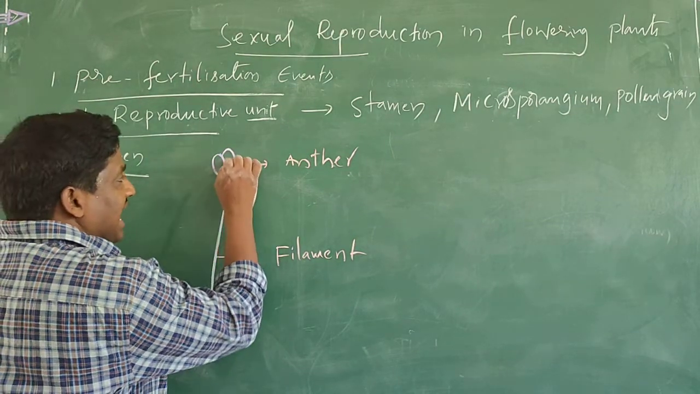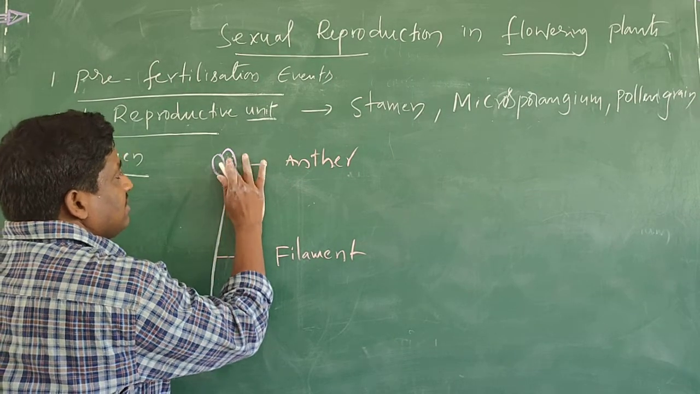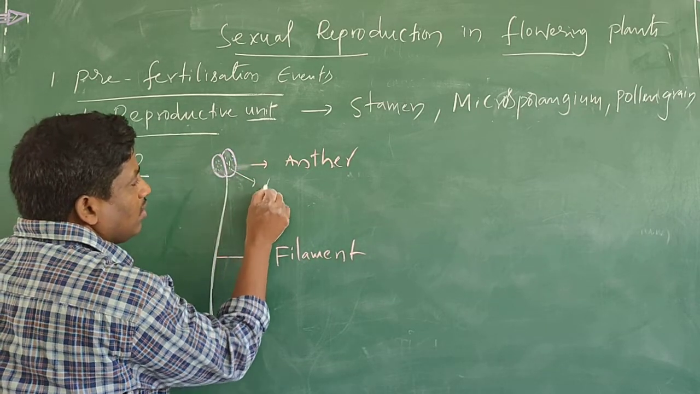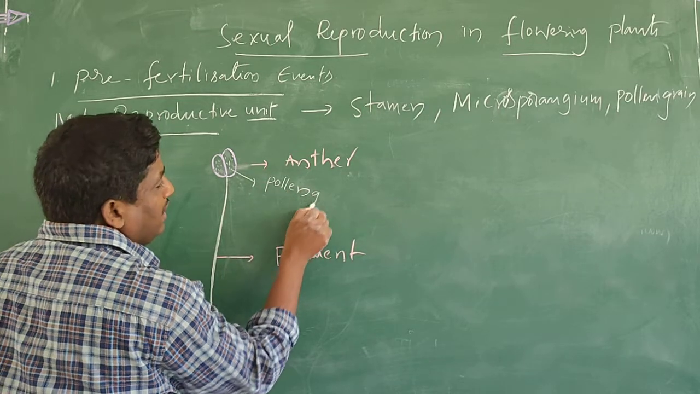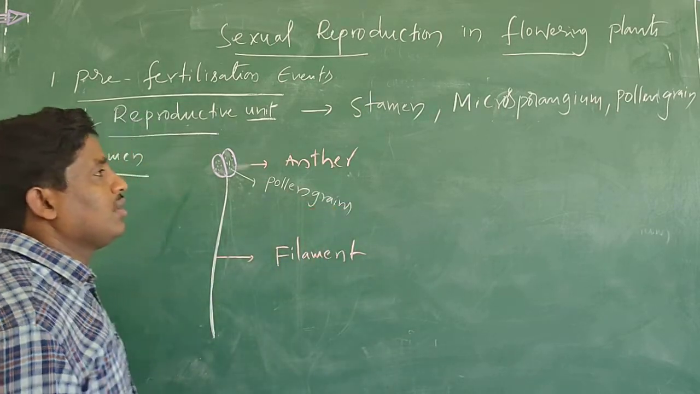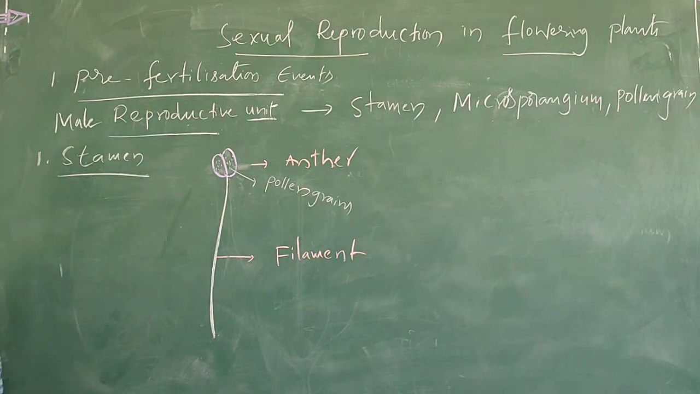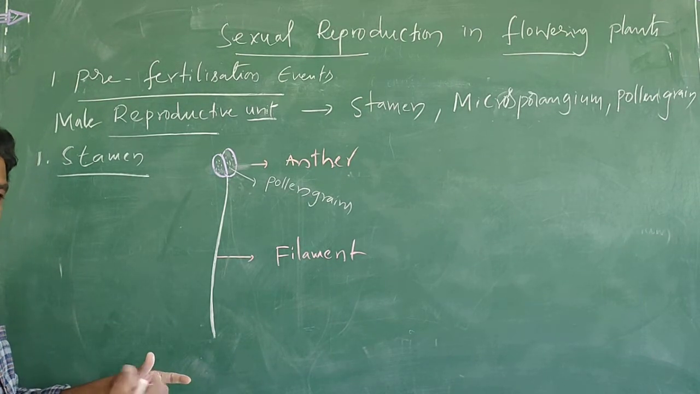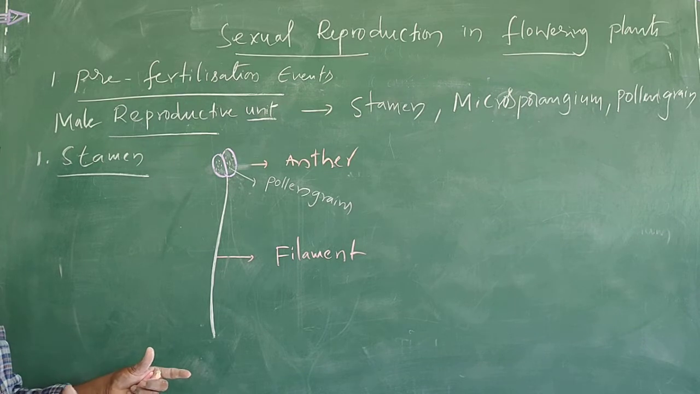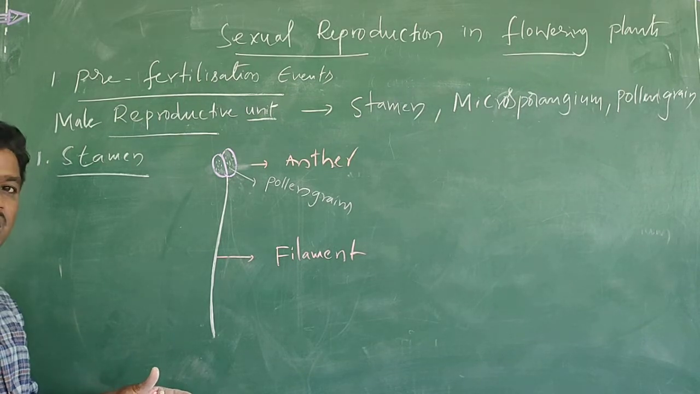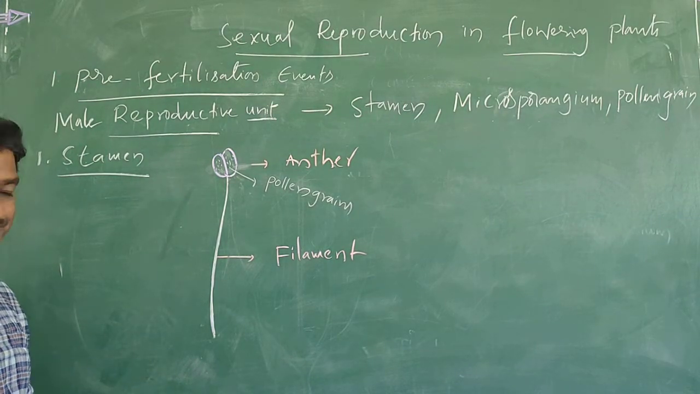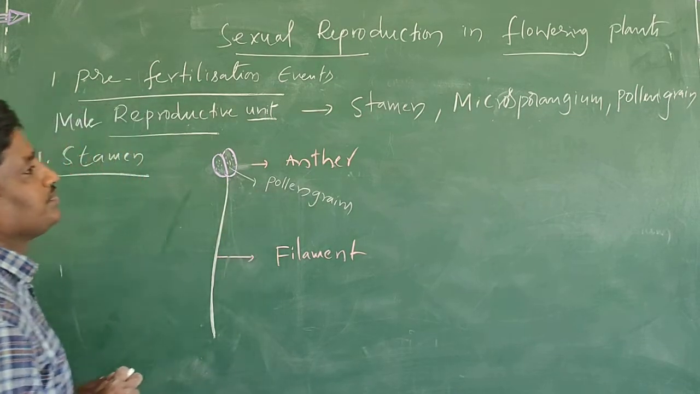So what is present inside the anther? These are pollen grains. How pollen grains are produced, we will see in this topic. Male gametes are produced inside the pollen grain. The male gamete is the reproductive gamete of the male reproductive unit. So pollen grains are produced.